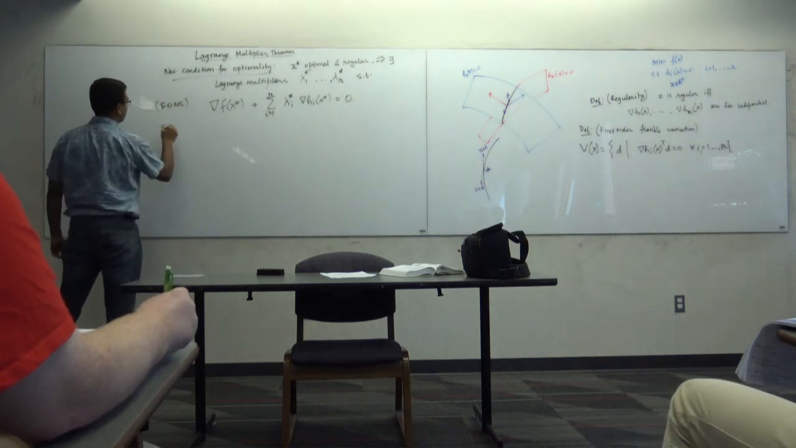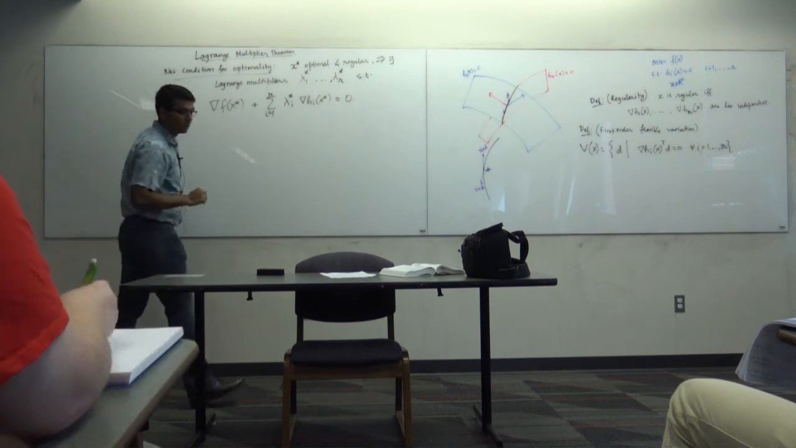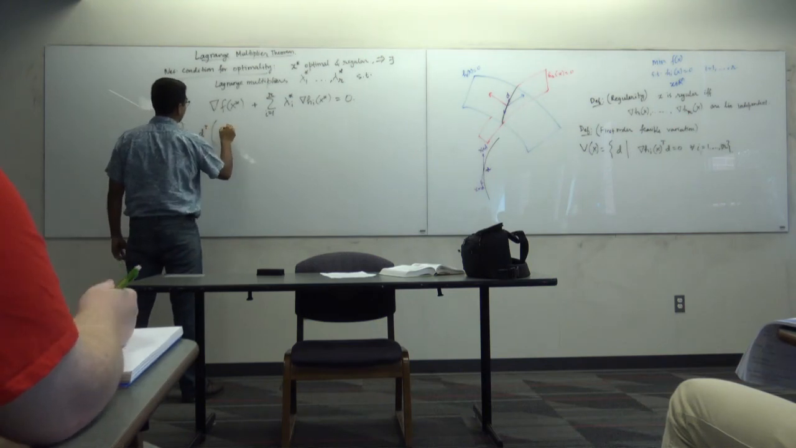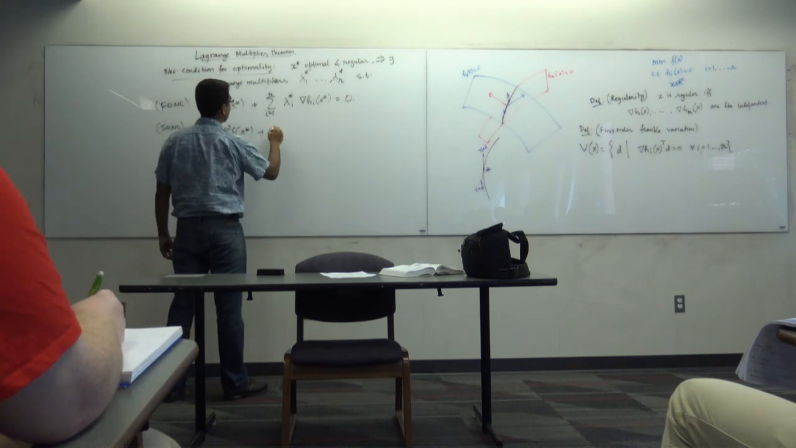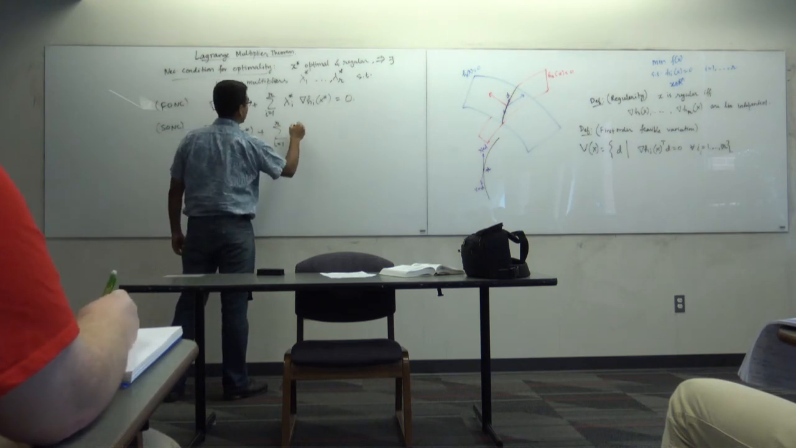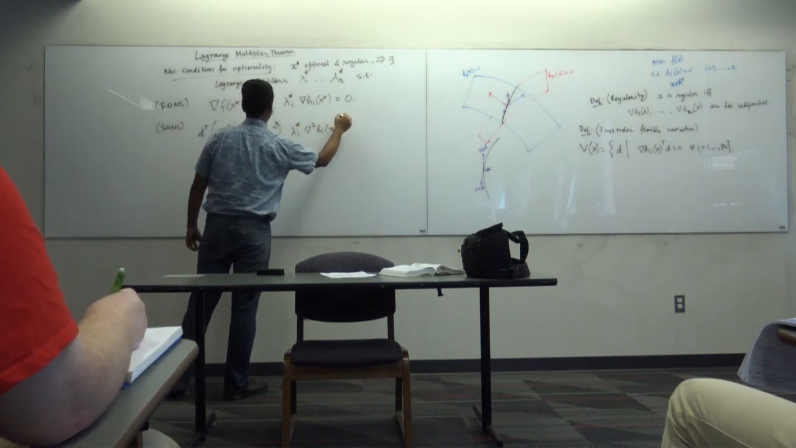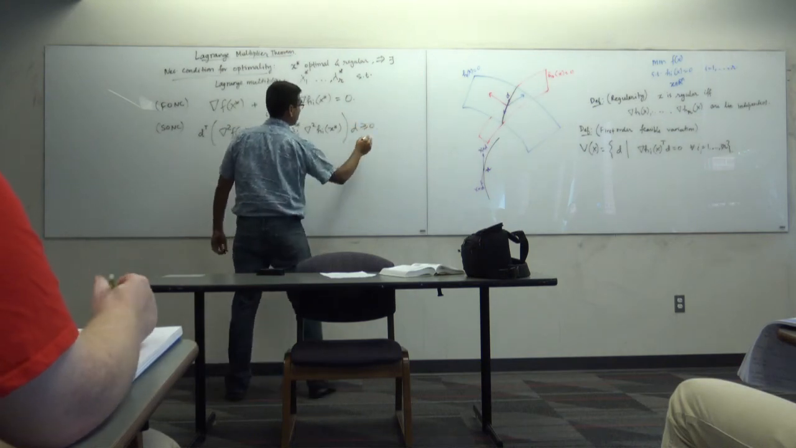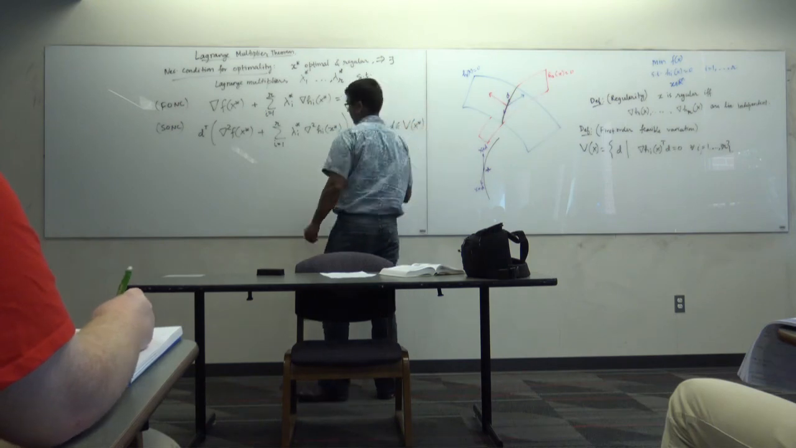The second order necessary condition says that D transpose, the second derivative, is greater than or equal to 0 for all d in V of x star.